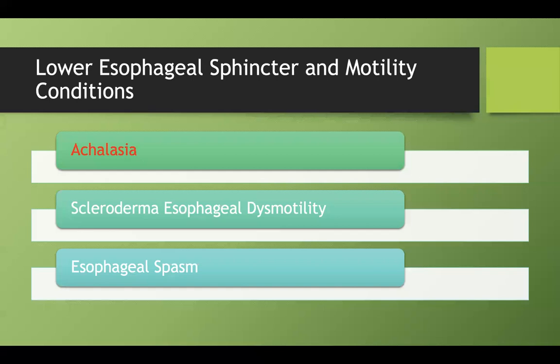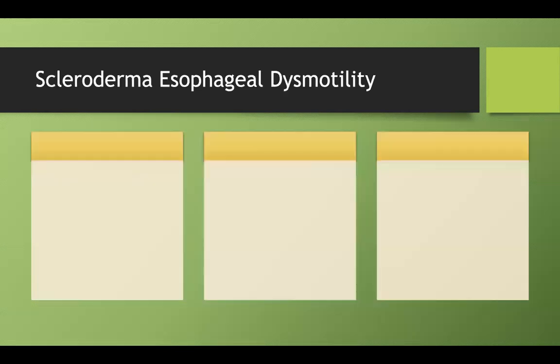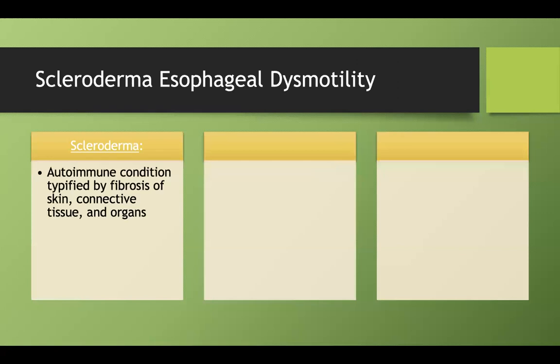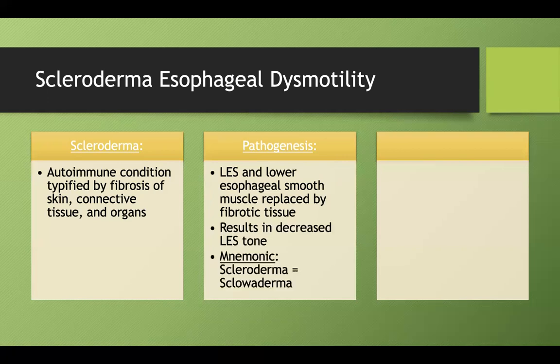So if they're going to test you on achalasia, you always have to think about other differentials, especially with the lower esophageal sphincter. The most common differential that you're going to encounter is scleroderma esophageal dysmotility. First off, scleroderma is an autoimmune condition typified by fibrosis of your skin, connective tissues, and organs. How this works is that the lower esophageal sphincter gets replaced by fibrotic tissue, so it doesn't work as well, and it actually causes decreased tone.